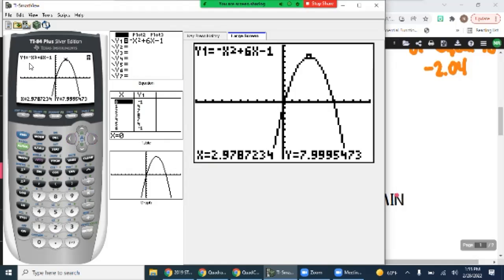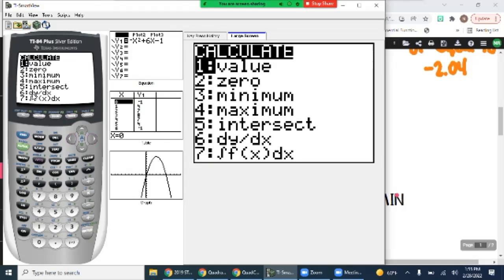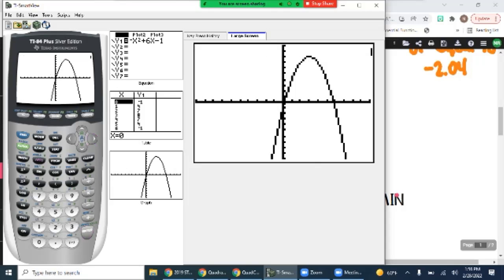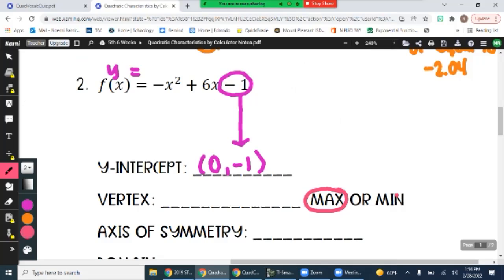Then what do we press? Second trace. What number? 4. I see the word left. So I go how many times to the left? 1, 2, enter. How many times to the right? 1, 2, 3, 4, enter, enter. And there's my maximum, or there's my vertex: 2.99, that's close enough to 3. So we're just going to write it as 3, 8.